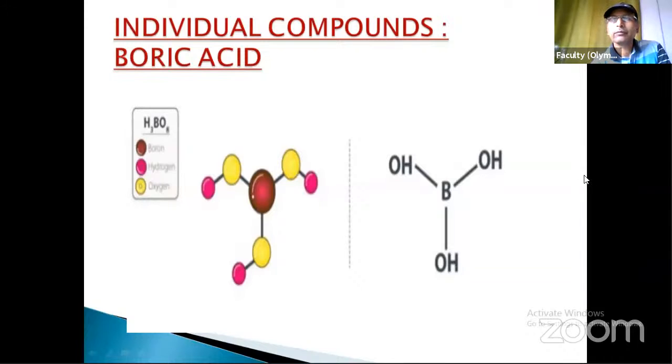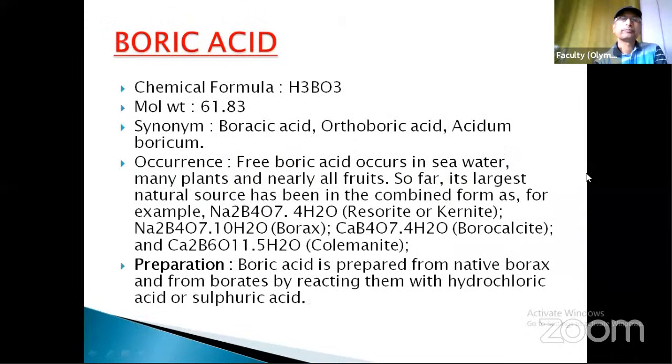Now, occurrence কোত্থেকে আমরা boric acid পাবো? Molecular weight is 61.83. Synonym, it is also termed as boracic acid. কেউ কেউ এটাকে বলে অর্থোবোরিক অ্যাসিড। কখনো কখনো এটা কোথাও লেখা হয় অ্যাসিডাম বোরিকাম, Latin name acidum boricum. So this boric acid, its occurrence, free boric acid you can get in sea water.